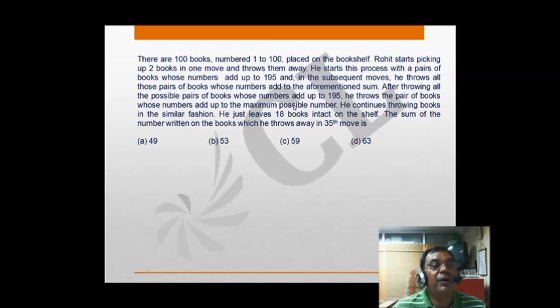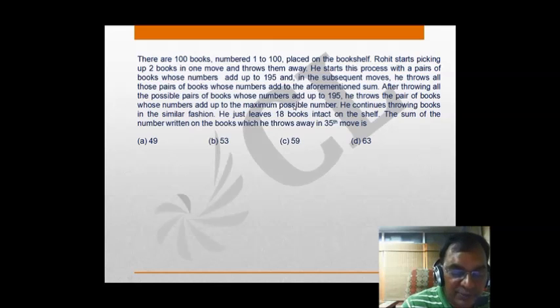There are 100 books numbered 1 to 100 placed on a bookshelf. He starts picking up two books in one move and throws the pair whose numbers add up to 195. After that, he throws the pair of books whose numbers add up to the maximum possible, in a similar fashion. He leaves 18 books on the shelf. What is the number of the books thrown at the 35th move? Now, such a kind of question has come in CAT.